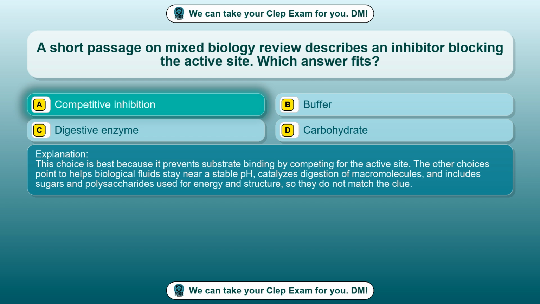The other choices point to helps biological fluids stay near a stable pH, catalyzes digestion of macromolecules, and includes sugars and polysaccharides used for energy and structure, so they do not match the clue.